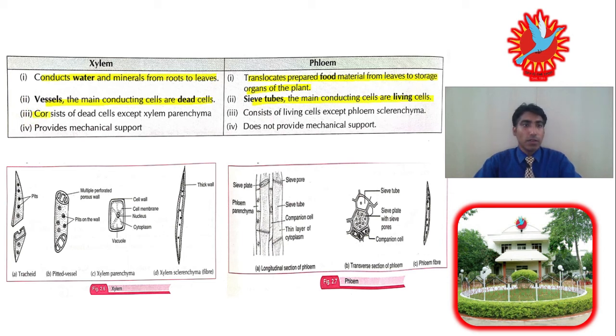Third difference is xylem consists of dead cell except xylem parenchyma. On the other hand, the phloem consists of living cell except phloem sclerenchyma. Okay, xylem provides the mechanical support and phloem does not provide the mechanical support. Here the diagrams, again you can see the same diagrams through which we can see the comparative differences between the xylem and phloem. So this is all about plant tissues.